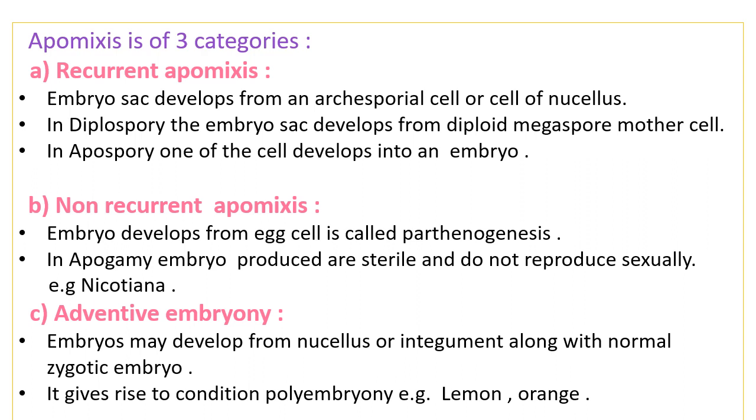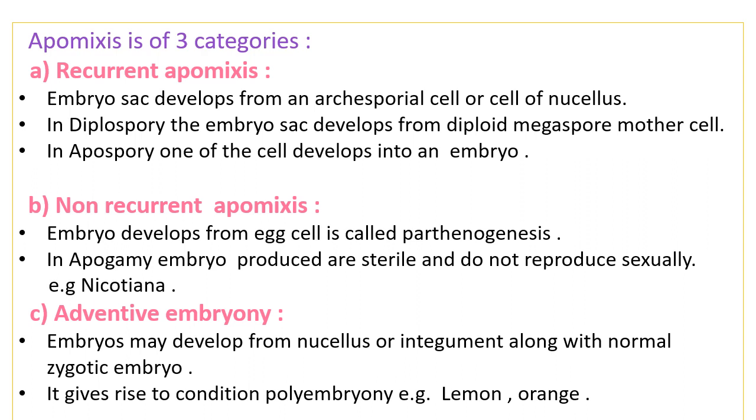Sterile plant means they do not produce male and female gamete. As they do not produce male and female gamete, the process of fertilization does not occur and hence they do not reproduce sexually. The third category is adventive embryony. In this type, embryos may develop from the cells of nucellus or integuments along with normal zygotic embryo.